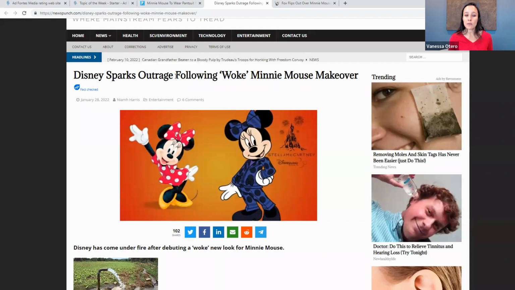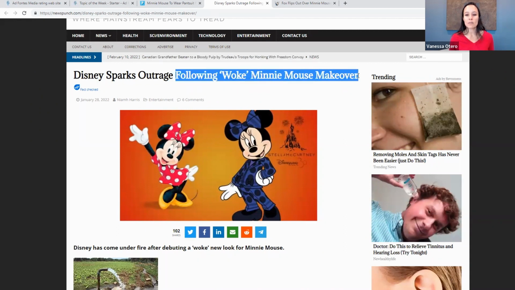And what is this outrage about, supposedly? Following woke Minnie Mouse makeover. Now, woke is a pretty big, easy clue these days in the modern media landscape for bias detection. Usually woke is derogatory and used by people on the right to describe people on the left. Woke used to be a term that folks on the left would use positively, to say that being woke was like having your eyes open, being awake to progress. Now it's become basically a cudgel, a word used almost exclusively by the right to make fun of folks on the left.